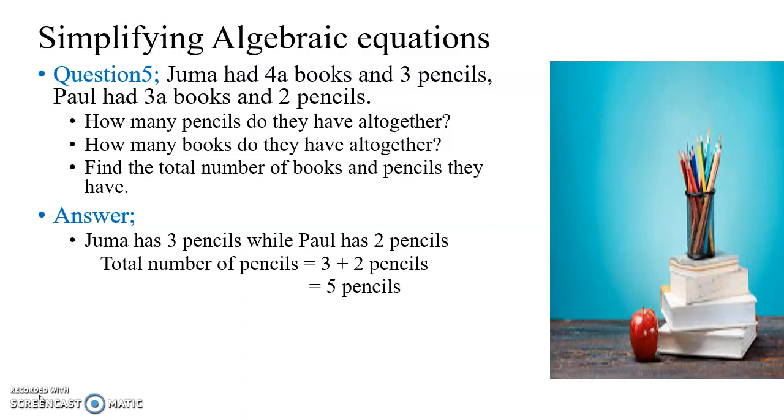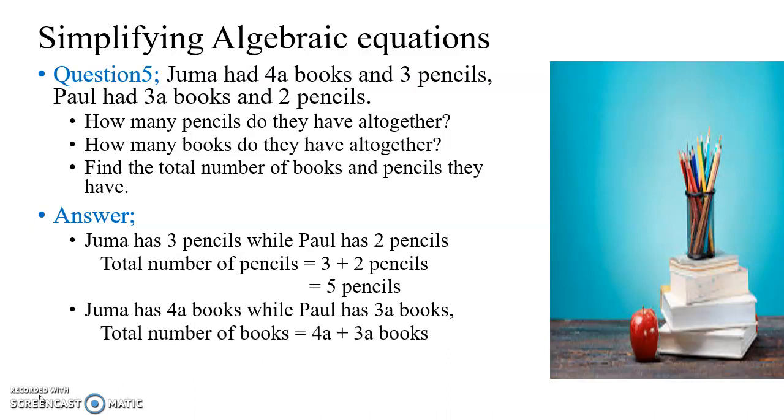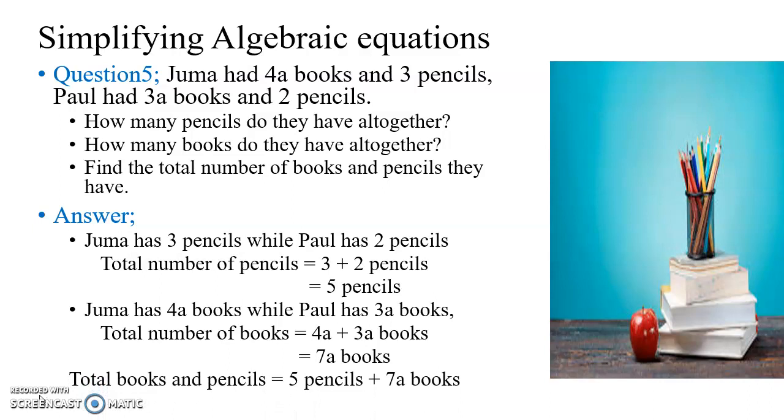The number of books that both of them have altogether: Juma has 4A books while Paul has 3A books. So putting these two terms together, we get the total number of books equals 4A plus 3A books. Total number of books equals 7A books. Total number of books and pencils equals 5 pencils plus 7A books. So simplifying this, you will get 5 plus 7A pencils and books.